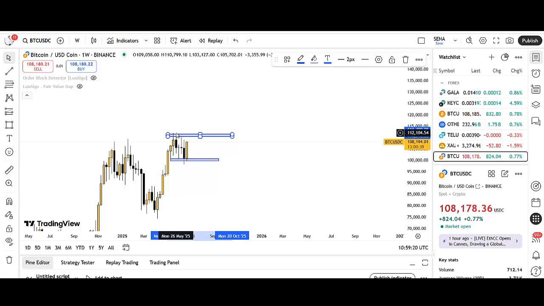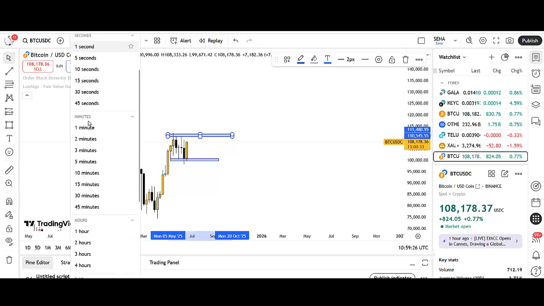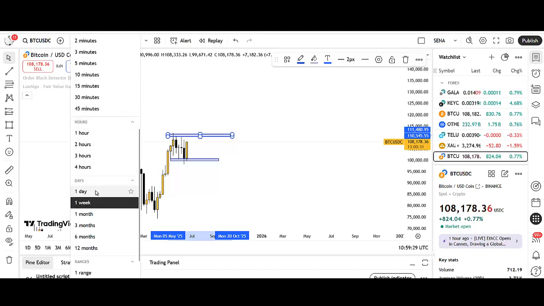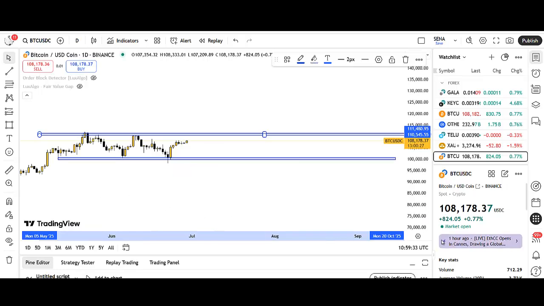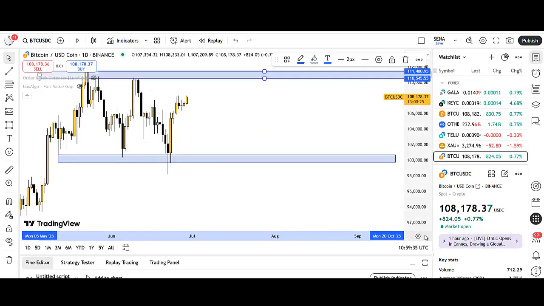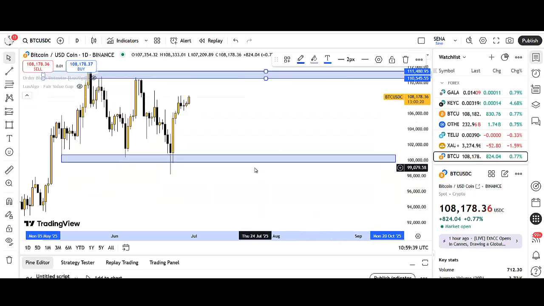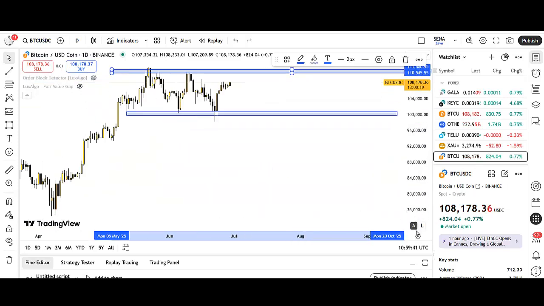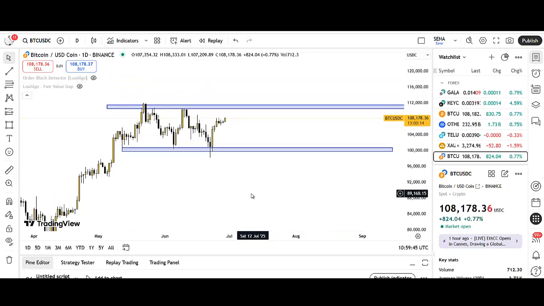So once you've drawn this, you don't need to do anything else. You just need to keep it simple, right? So once you've done this, you come to your daily time frame and see what is happening there, right? So you come to your daily time frame and realize that indeed the market is respecting these areas. And so you realize that when the market touched the support, it went up and touched the resistance.